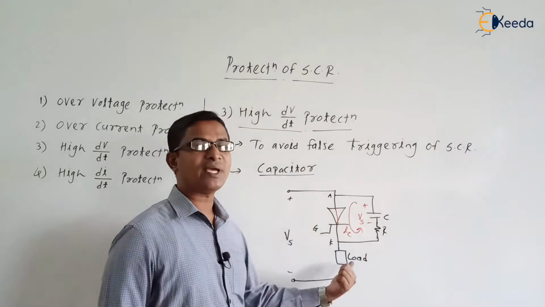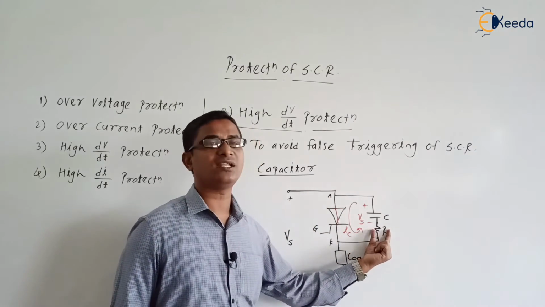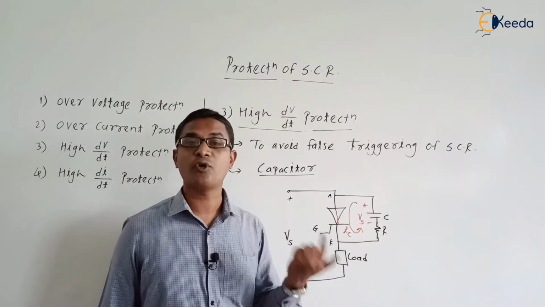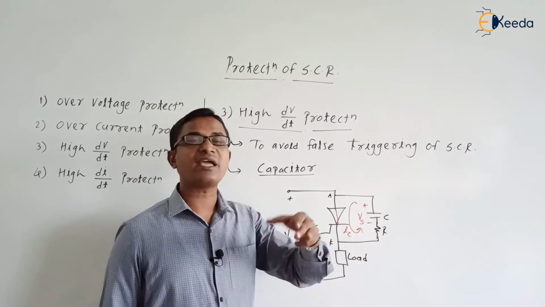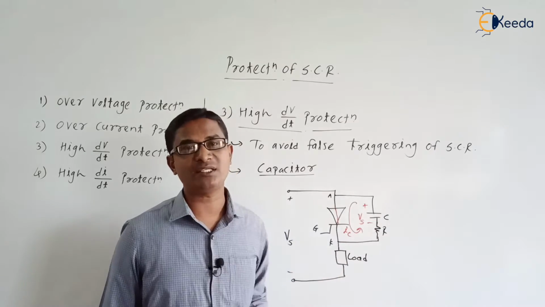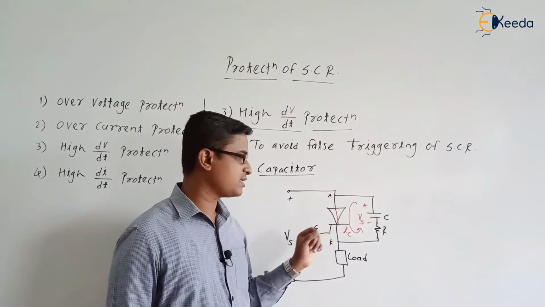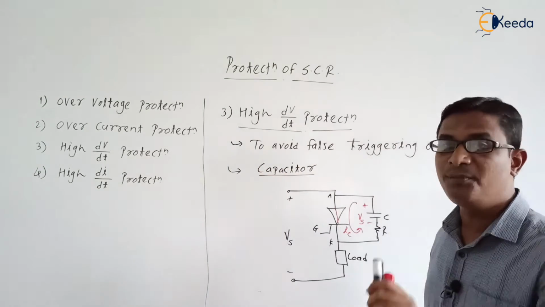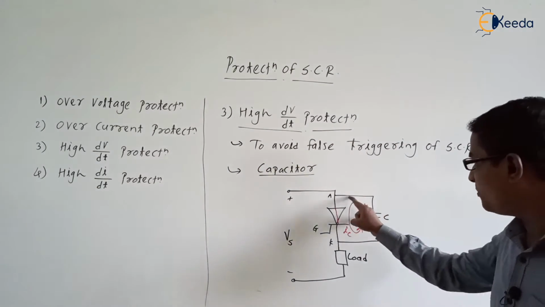But when the capacitor discharges, suppose the resistance is absent here. Then what will happen? A very high discharging current will flow through the thyristor, and this high current will cause permanent damage. It will destroy the SCR. So in order to avoid it, we need to limit the discharging current. How do we limit it?